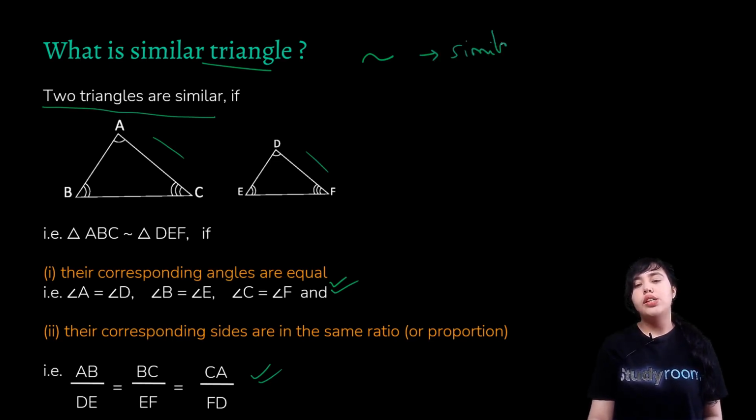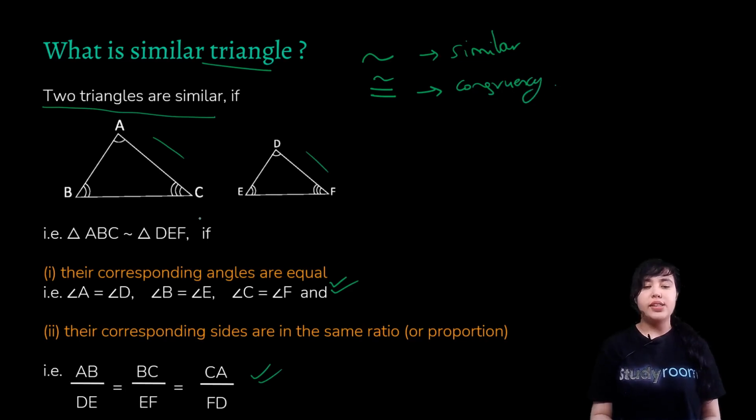Alright, you already know the symbol for congruency. It's like this. Okay, so don't get confused. So this is the symbol which we used for similarity. So we say triangle ABC is similar to triangle DEF.